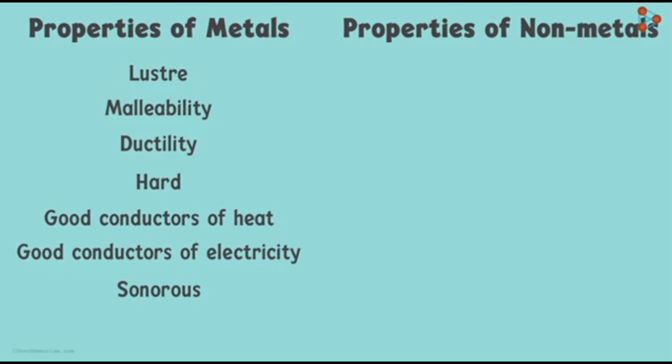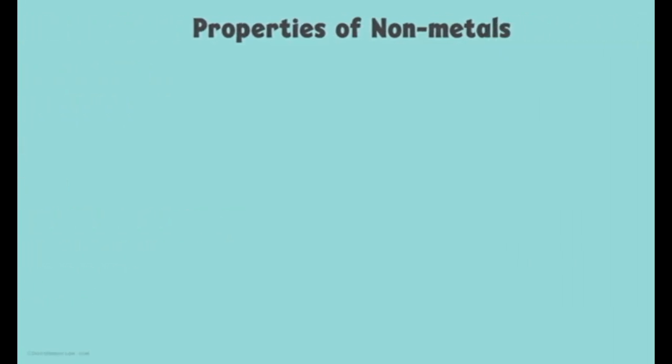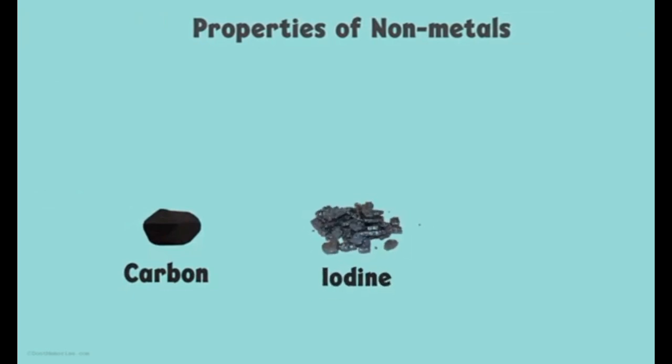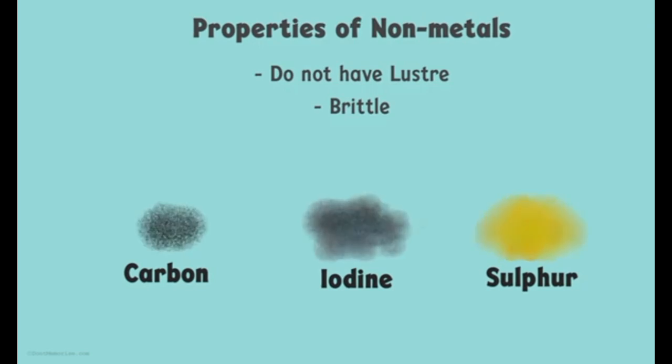What do you think are the characteristics of nonmetals? In simple words, just the opposite of metals. Nonmetals like carbon, iodine, sulfur do not have luster. They do not shine and are brittle in nature. What do you mean by brittle? They cannot be beaten into sheets or wires, as most of them turn into powder when hit by a hard substance.